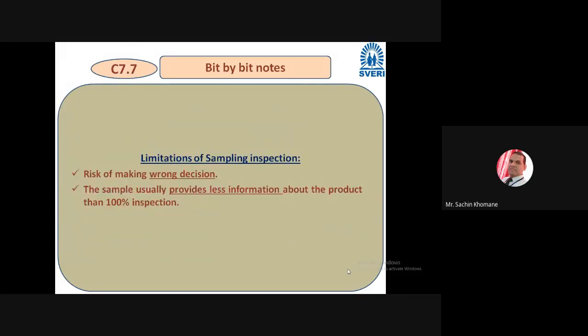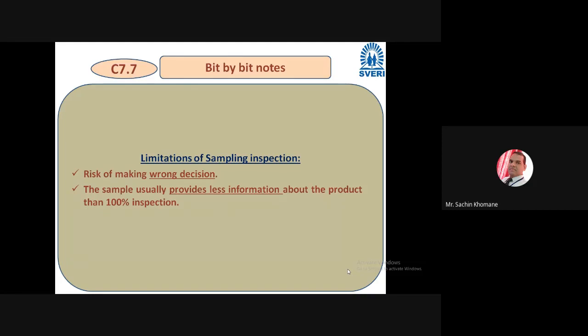Now what is the limitation of sampling inspection? Risk of making a wrong decision. If you have 1000 components and you are drawing only 2 components, and these components you found defective, then you may send that lot back to the party. So unnecessarily there is wastage of time. So there is a risk of wrong decision.